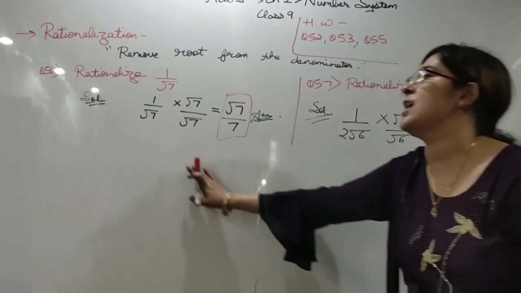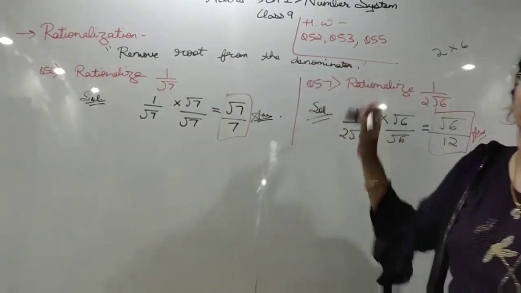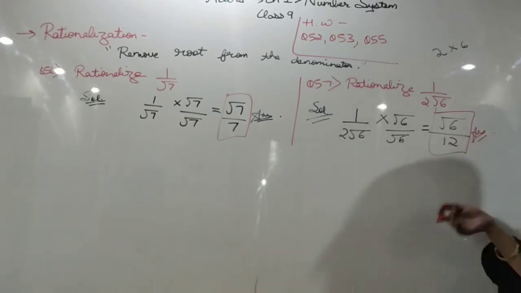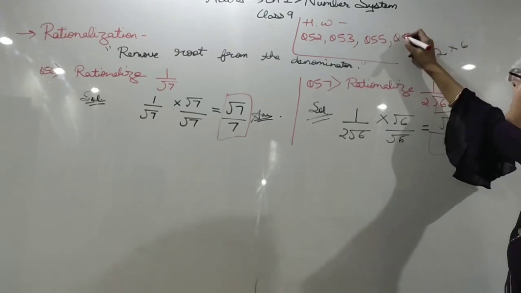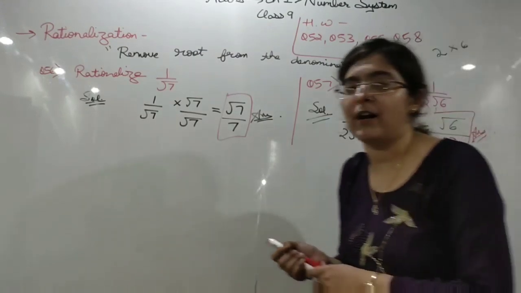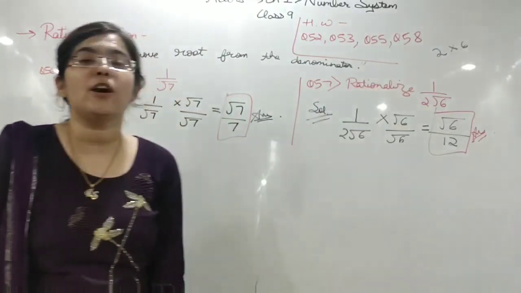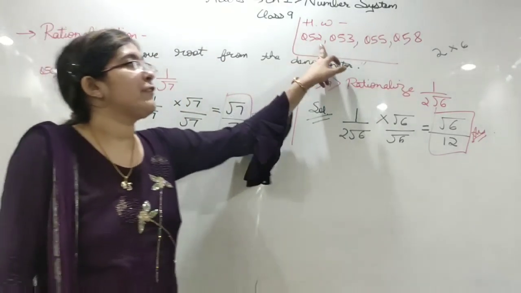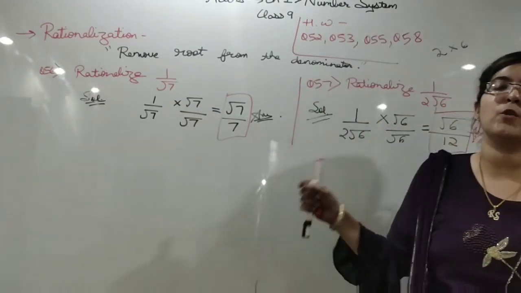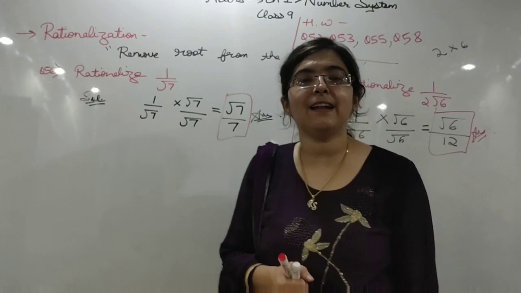Clear, students? This was your starting questions of rationalization, in which you have to remove the root from the denominator. Now note it down in your question bank, and after this question 58 is same as question 56 and 57. So this will be your homework. If you have understood these two questions, question 58 will be your homework. Now question 52, 53, 55 and 58, these 4 are your homework. You have to do it now. Do it honestly, and we will discuss the answers in our live class.